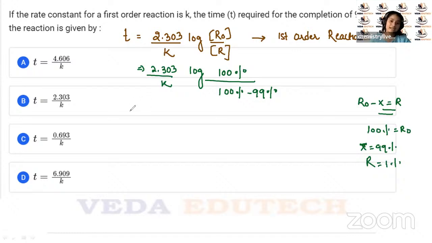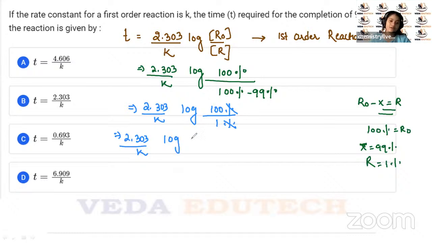So I can write 2.303 by K log 100% by 1% is equal to 2.303 by K log 10 square, which implies 2.303 by K, 2 log 10. Log 10 is 1, so you just have to multiply with this. So 23 into 2 is 46, and this is 0.3, so 0.06.